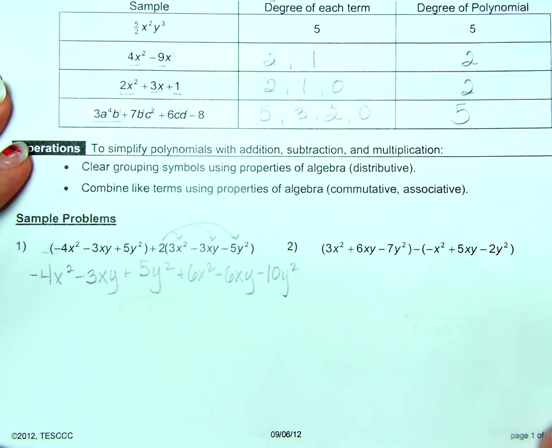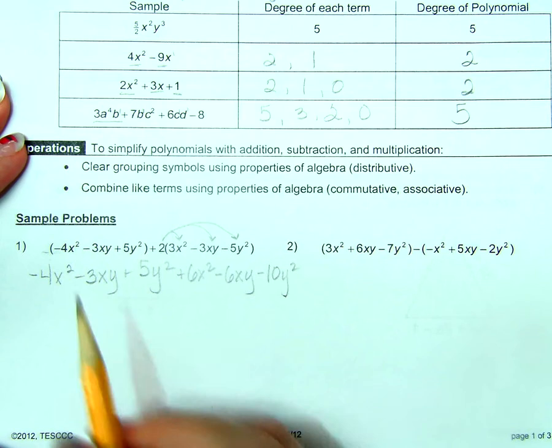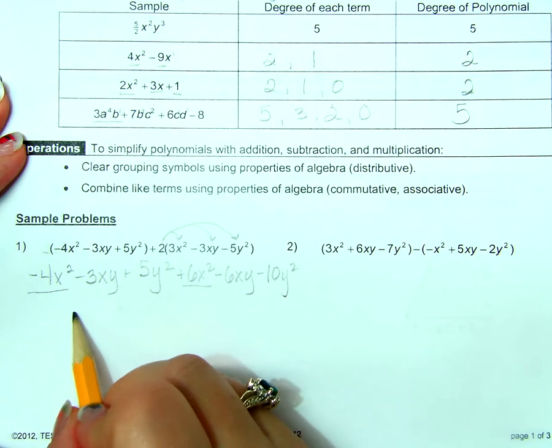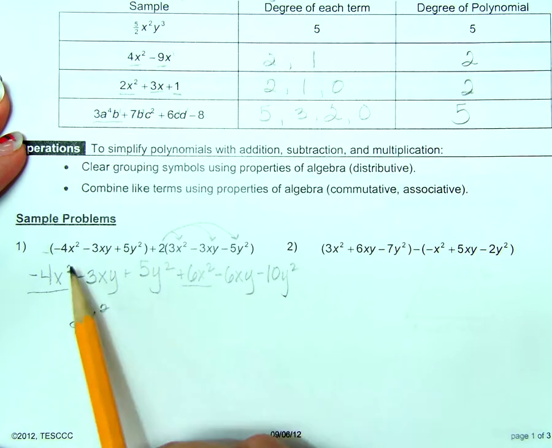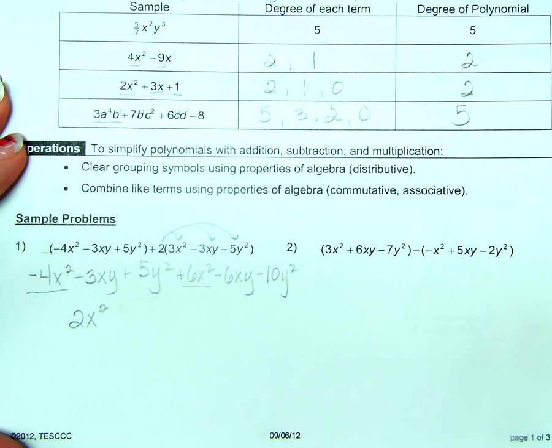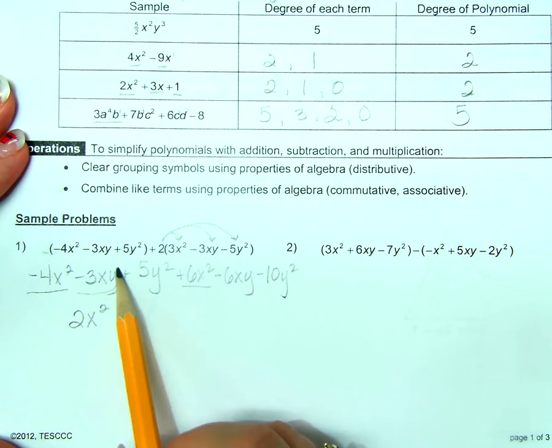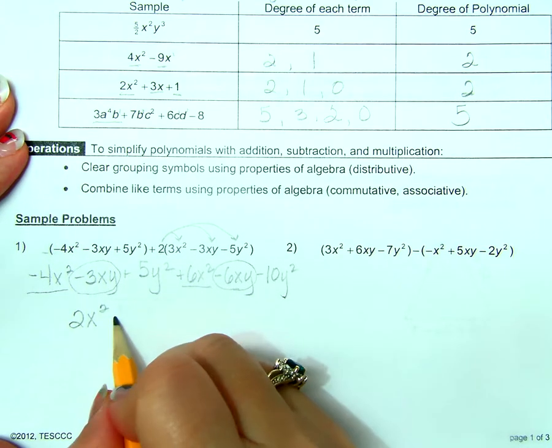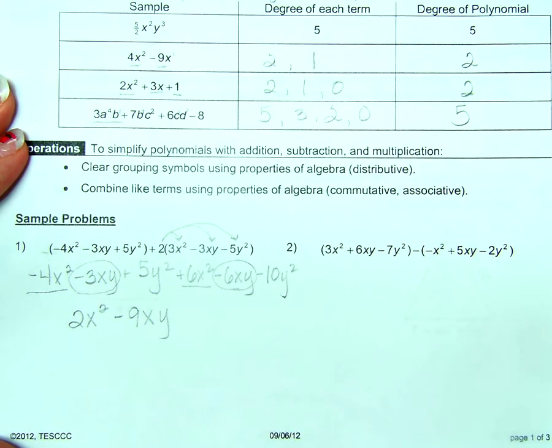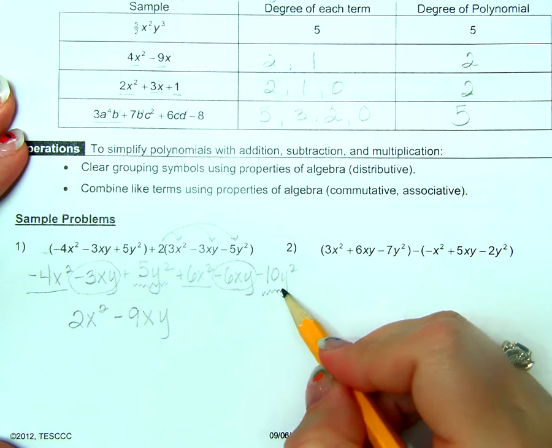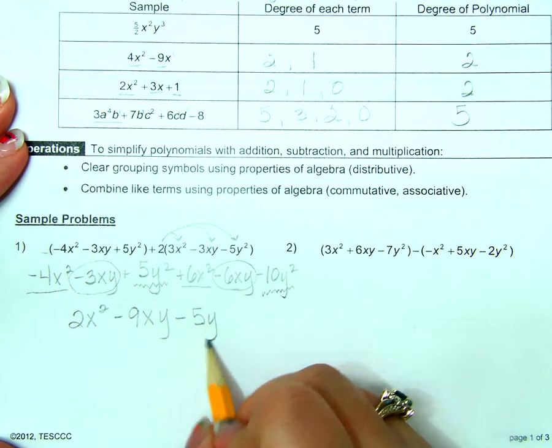Now all that's left to do for us is to combine our like terms. Negative 4x squared and 6x squared. Negative 4 and 6 is 2, so that leaves us with 2x squared. Remember, we do not mess with the exponents when we're adding or subtracting. That shows us what a like term is. Then we have a minus 3xy and a minus 6xy. Well, minus 3 and minus 6 is a negative 9xy. And then I have a 5y squared and a negative 10y squared, which gives me a negative 5y squared.